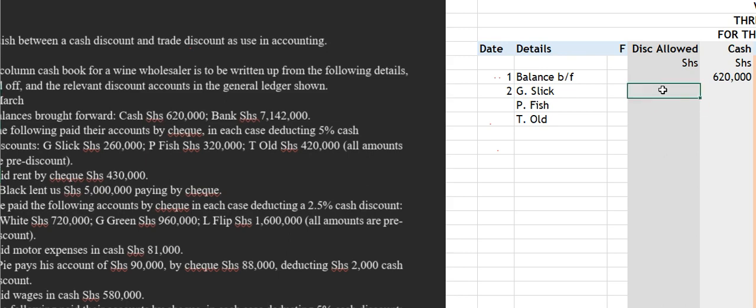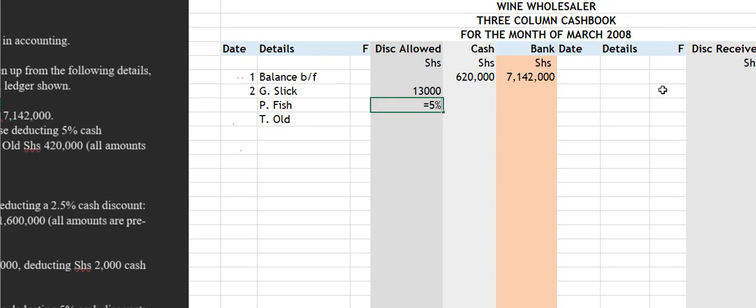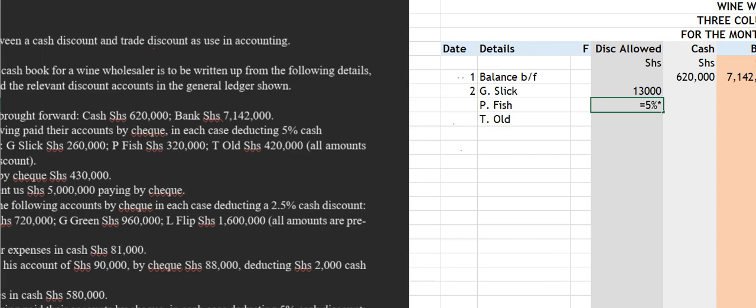So for Gislick, I'll get 5% times the 260,000. 5% times 260,000 gives us 13,000. Then for Pfish, that is 5% times how much? Pfish, 320,000.